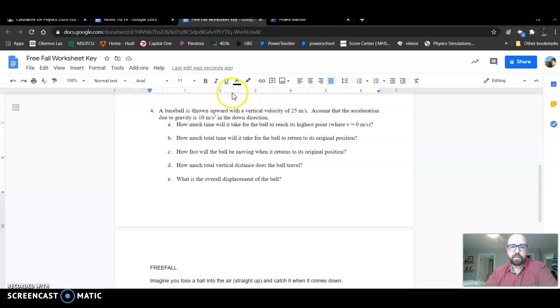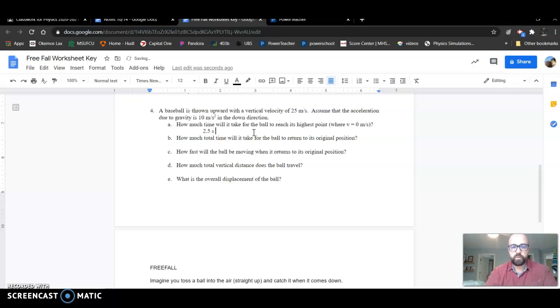So let's see, how much time for the ball to reach its highest point? So it's thrown upward at 25 meters per second. And so its velocity is going to change by 10 each second. That's because of acceleration due to gravity. So after 1 second, it's going 15, and then after 2 seconds, it's going 5, and then it's going to take another half second for it to do that. So conceptually, you want to think about, oh, if it started at 25, it's going to take 2.5 seconds to reach the top. If it started at 30, it would take 3 seconds. If it started at 50, it would take 5 seconds.